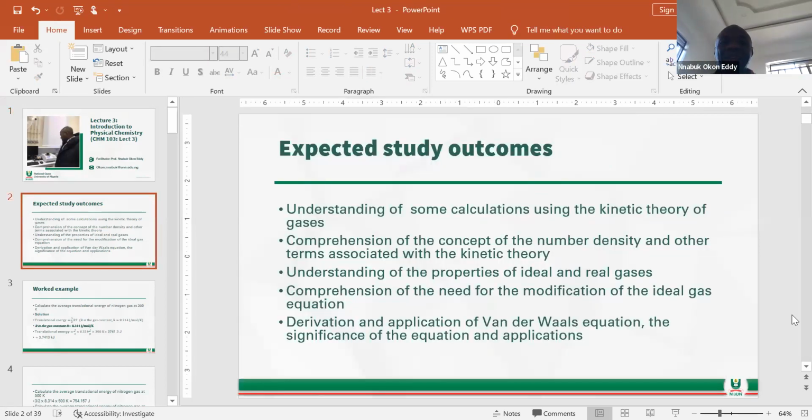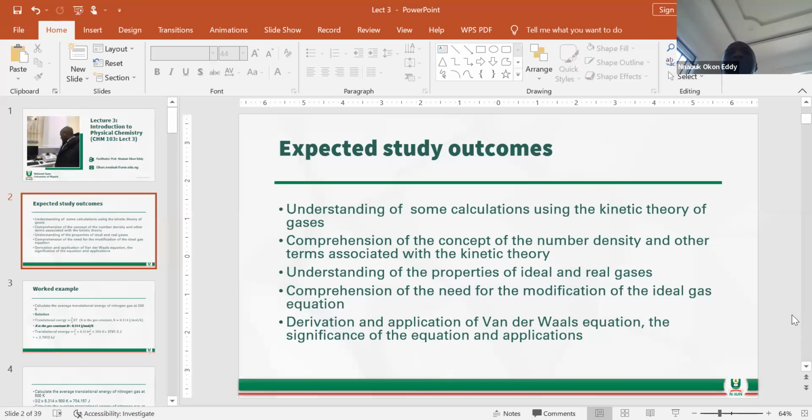So we will try to assess ourselves. We try to see how you can understand some calculation using the kinetic theory of gases, which we treated last week. We look at how we can test your comprehension of the concept of the number density and other terms associated with the kinetic theory. Then understanding of the properties of ideal and real gas. I told you last week that there are some differences between ideal and real gases, and that the ideal gases obey all the gas laws, but real gases do not obey all the gas laws. The real gas is what we are actually seeing, what we are using. The ideal gas is a model gas used to model the behavior of gas.